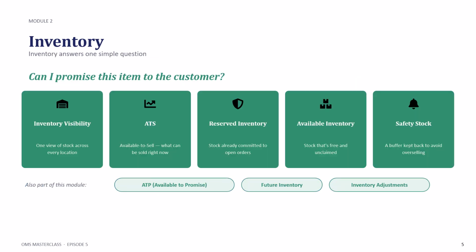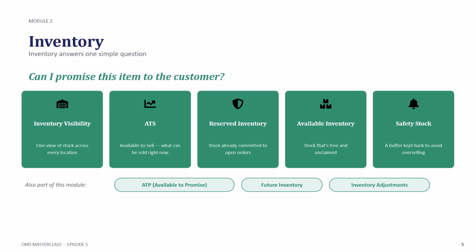The next module is inventory, and this is also one of the most important modules in MAO. Whenever a customer wants to buy an item, the very first question is, can I actually promise this item to the customer? That's exactly what the inventory module answers. It starts with inventory visibility, which gives a complete view of stock across all stores, warehouses, and fulfillment locations. Then MAO calculates ATS, available to sell. This tells us how many units can actually be promised to customers right now.